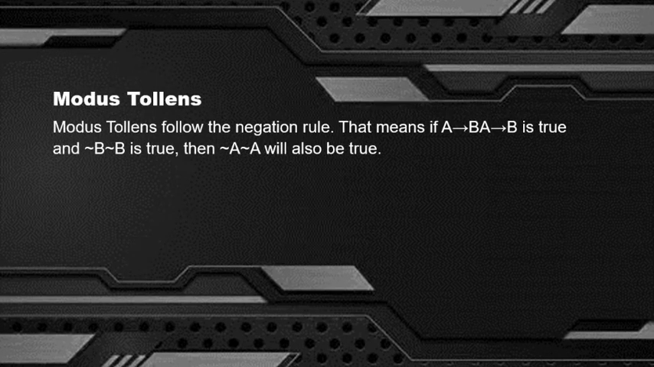And the next is modus tollens. Modus tollens follows the negation rules. That means if A implies B is true and not B is true, then not A will also be true. So na-negation na ni guys.